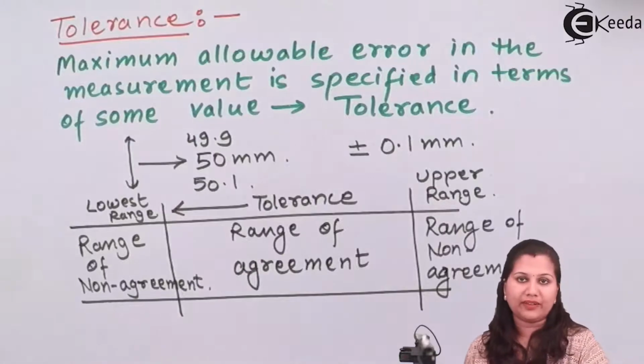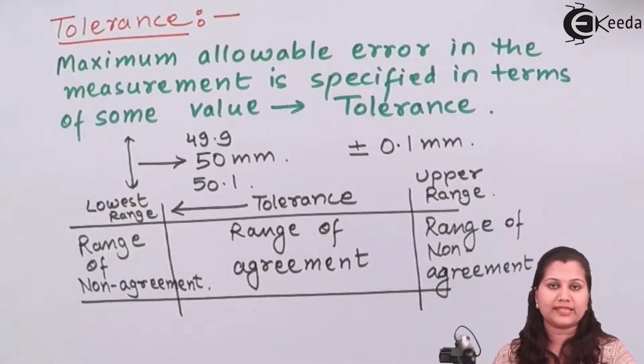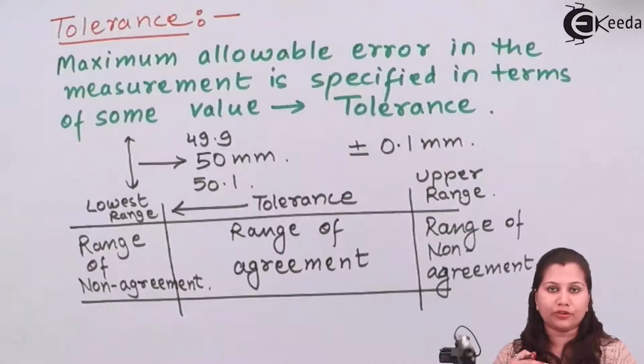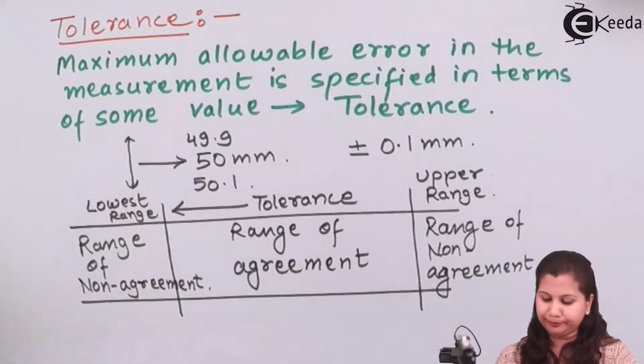So tolerance is the capacity that can be tolerated or allowed by the user. If the user is making an error in the range of the tolerance, then that error can be allowed.